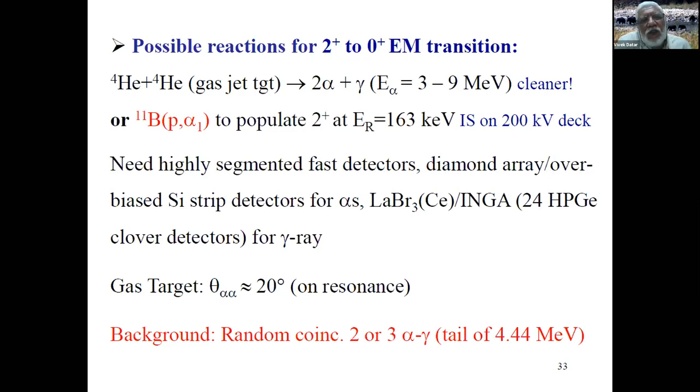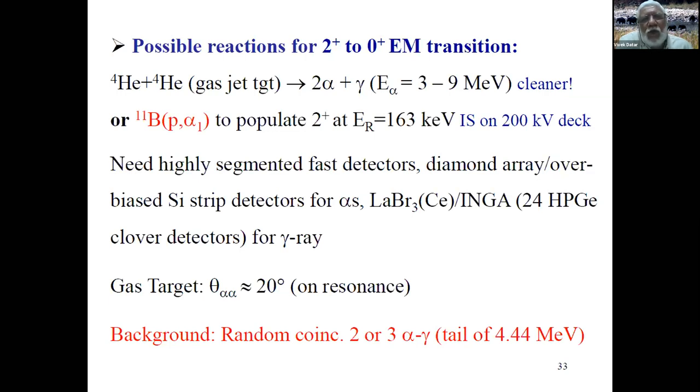Or, of course, we initially thought of also trying to do this with the boron-10 (p, alpha) reaction. There is a resonance at 163 keV. It can be done in principle with an ion source, but it's fairly challenging because of the large count rate of the 4.4 MeV gamma rays coming about from the capture process itself.